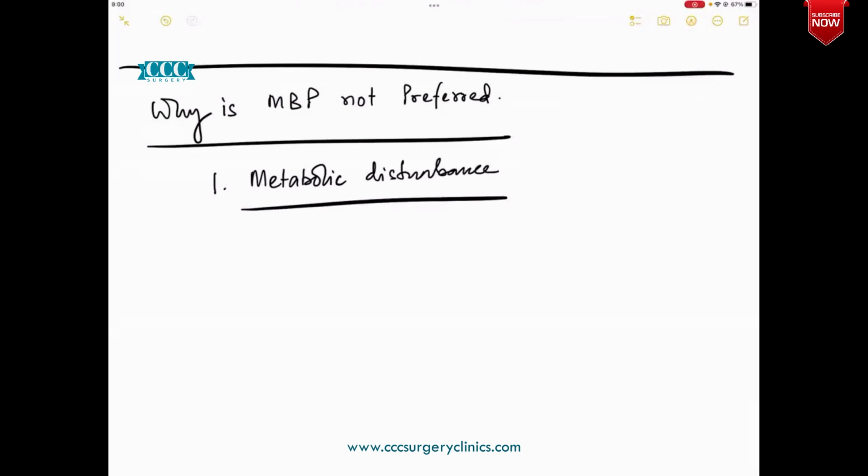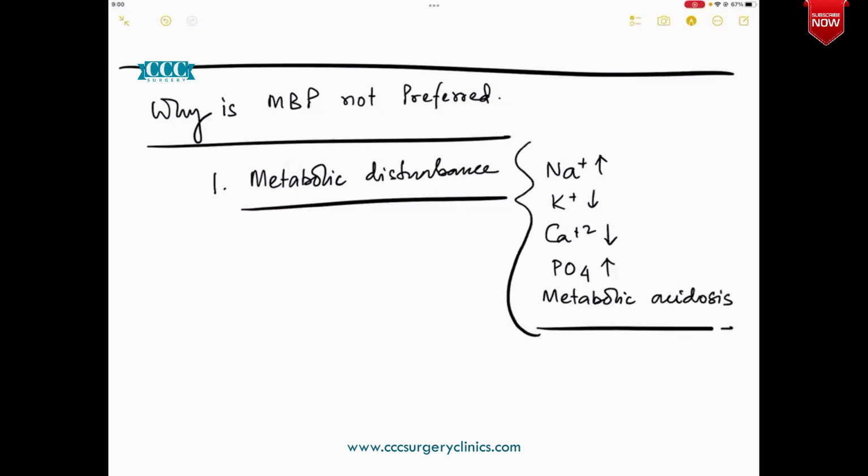What are the problems that you can land up with? You can land up with hypernatremia, hypokalemia, hypocalcemia, hyperphosphatemia and metabolic acidosis. So you can land up with these electrolyte problems, which are common ones. The second one is that there is a delay in the return of the normal bowel function.